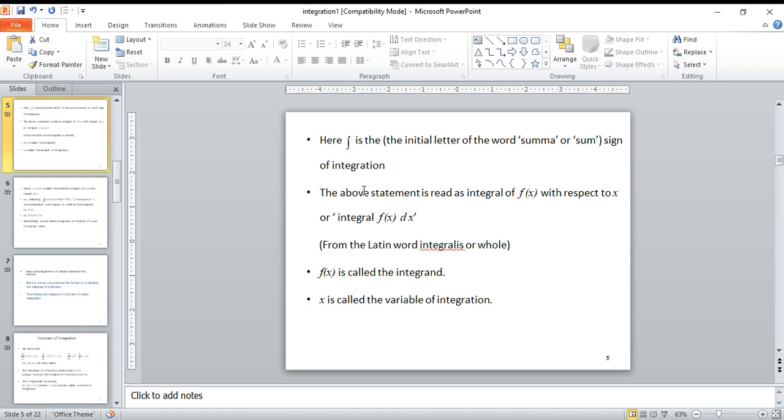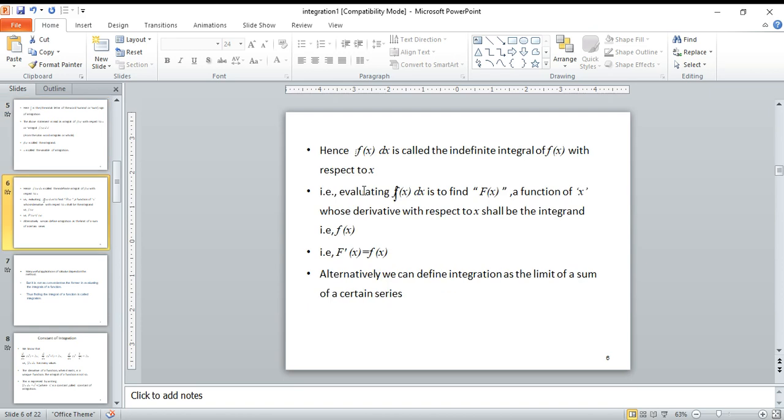So in the integration f of x dx, f of x is called the integrand and x is called the variable of integration. Hence, f of x dx is called the indefinite integral of f of x with respect to x. First, in this unit, we discuss indefinite integral. In the next unit, we define definite integral.